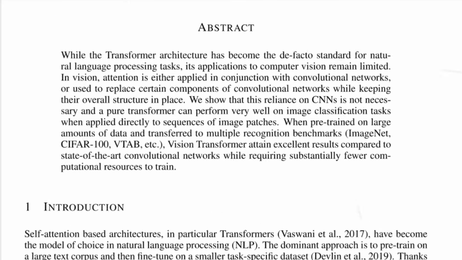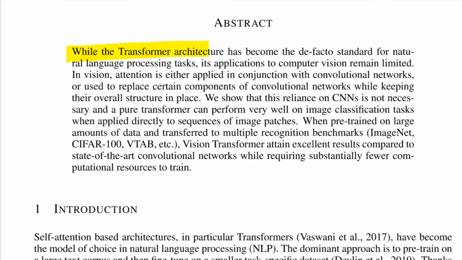So the paper says, while the transformer architecture has become the de facto standard for natural language processing tasks, and we know this, from the original Attention Is All You Need paper to things like BERT, GPT, GPT-2, GPT-3, transformers have revolutionized NLP. They say its applications to computer vision remain limited. In vision, attention is either applied in conjunction with convolutional networks or used to replace certain components of convolutional networks while keeping their overall structure in place, which is correct.